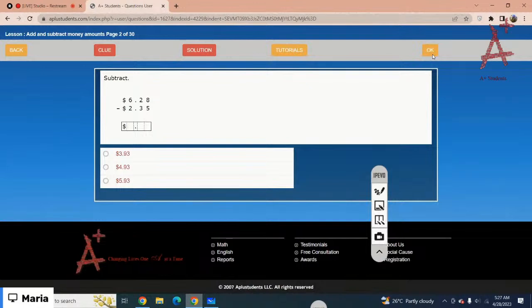Okay, the next one is 6.28 minus 2.35. So 8 minus 5 is 3. You cannot subtract 2 out of 3, so you need to borrow 1. Here you have 5, and here you have 12. 12 minus 3 is 9, and 5 minus 2 is 3. So it would be 3.93. The correct option is 3.93. Got it?